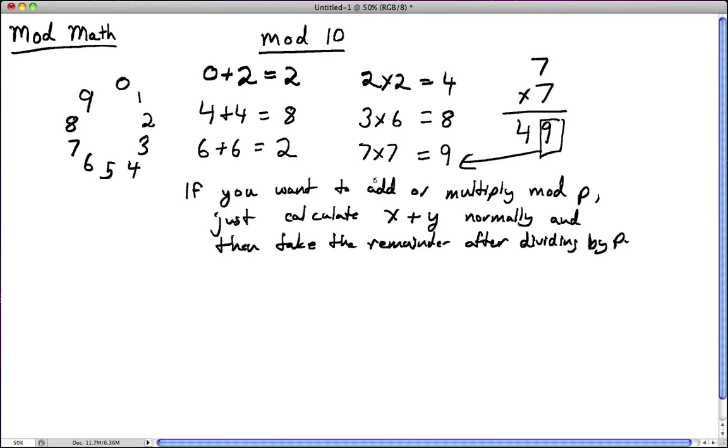So this is basically how the basic arithmetic operations work. Now, to understand this a little bit better, what we should do is to actually write out the entire multiplication and addition table for a particular case. So let's do that.